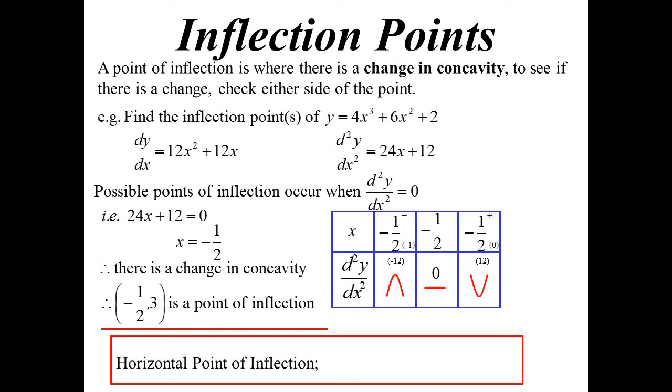So all the conditions for a horizontal point of inflection: it has to be a stationary point, so we know the first derivative is equal to 0. It has to be a possible point of inflection, so we know the second derivative is equal to 0. And there must be a change in concavity. Therefore, the third derivative is not equal to 0. The third derivative? What? Let me explain.